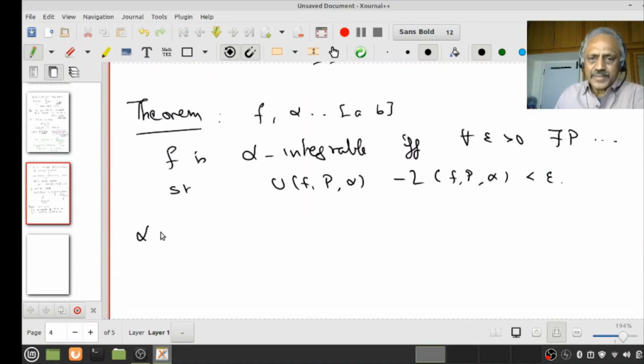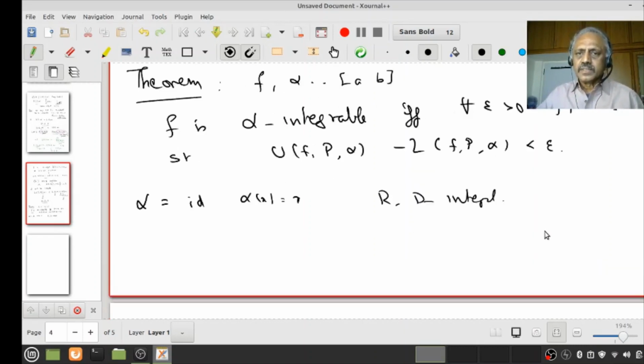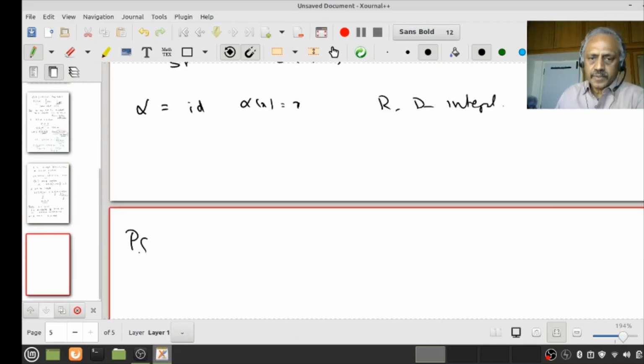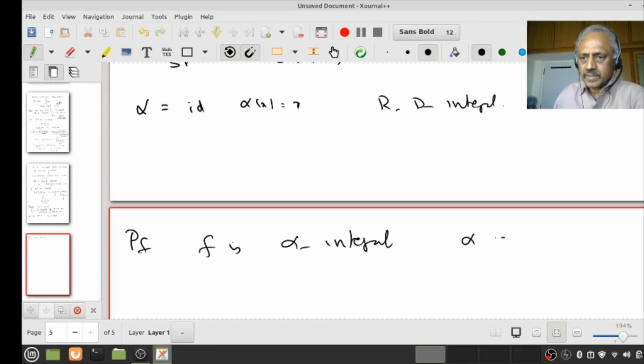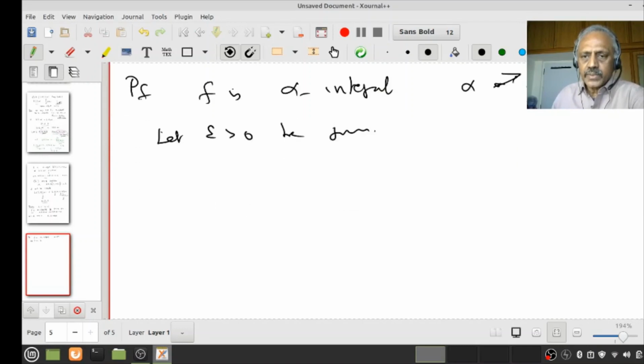Anyway, let us go slow. Let me assume for the time being alpha equal to the identity function, that is, I am dealing with only the Riemann-Darboux integral. How to change for alpha will be a good exercise for you. I will of course explain how to do it, don't worry. Now suppose f is integrable. Suppose f is alpha integrable. Let me just do the general case, alpha an increasing function, and let epsilon be given. Then what do I know?